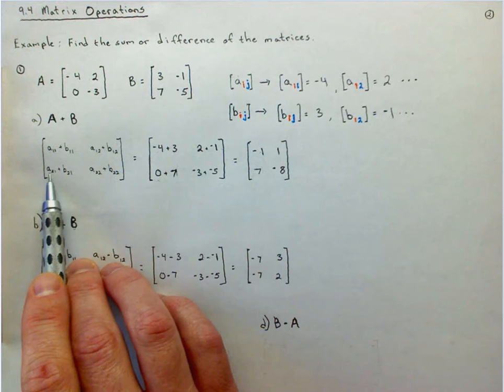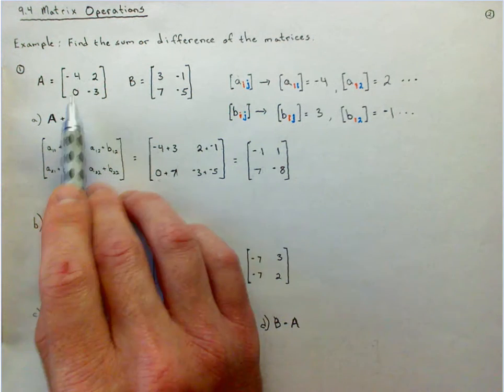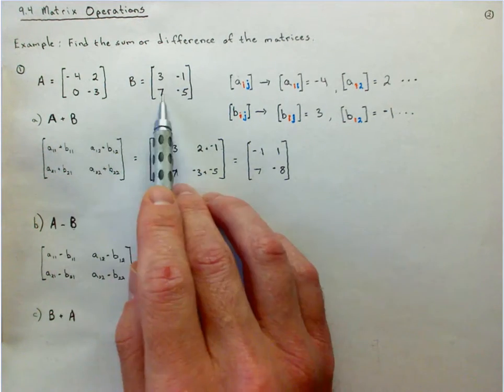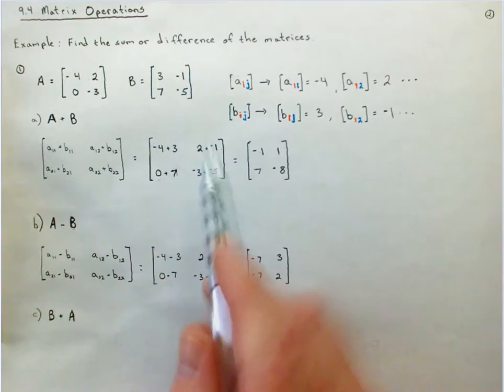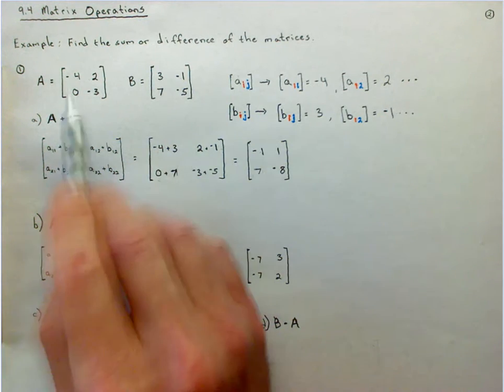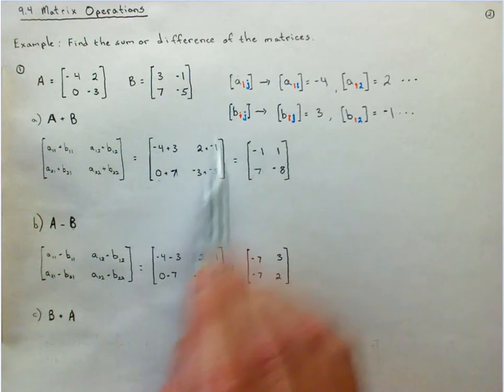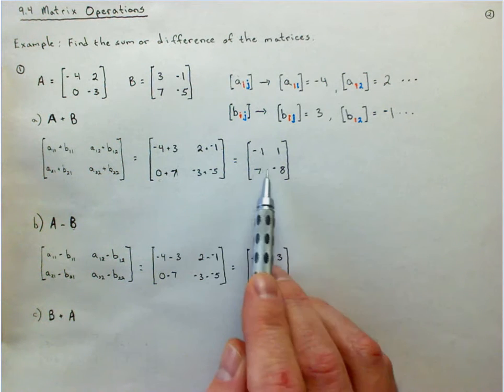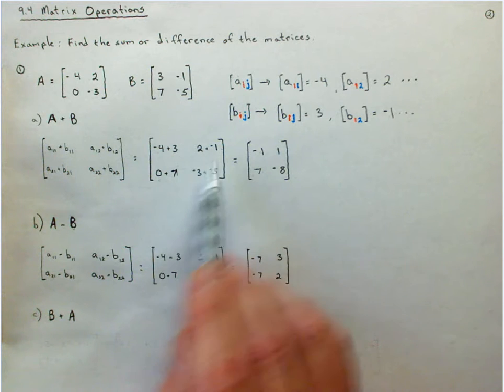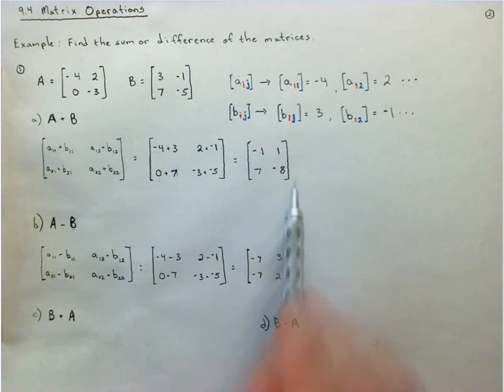For A sub 2 1 plus B sub 2 1, I have 0 plus 7. And my last one, A sub 2 2 plus B sub 2 2, is a negative 3 plus a negative 5. Add those together, that's my new matrix. So I end up with negative 1, 1, 7, negative 8.